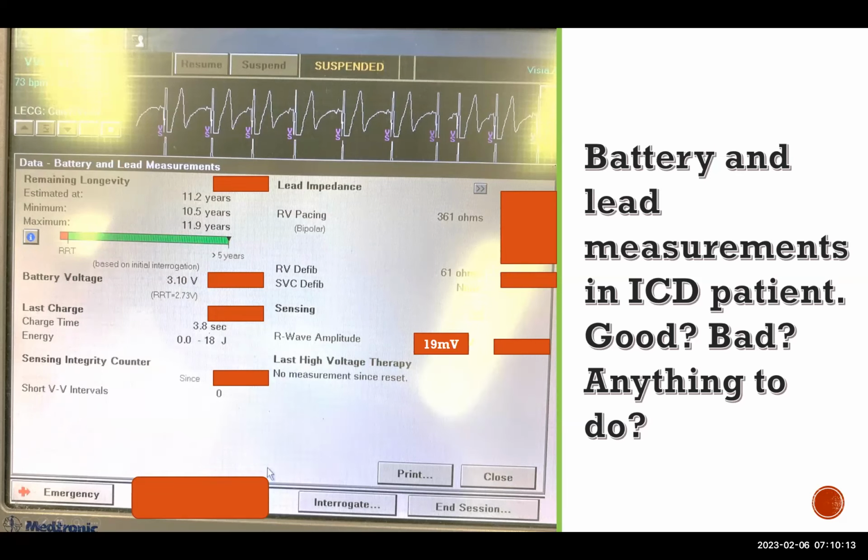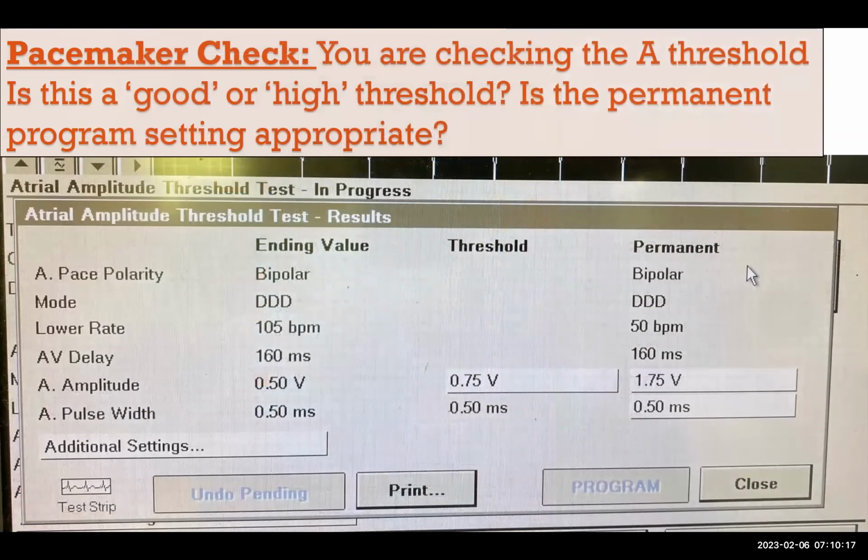Okay. Very good. Not easy questions. Okay. Some more pacemaker stuff. So you are checking the atrial threshold, and the threshold is reported here as 0.75 volts at 0.5 milliseconds. You're checking the A threshold. Is this a good or a high threshold? Is the permanent program setting appropriate?